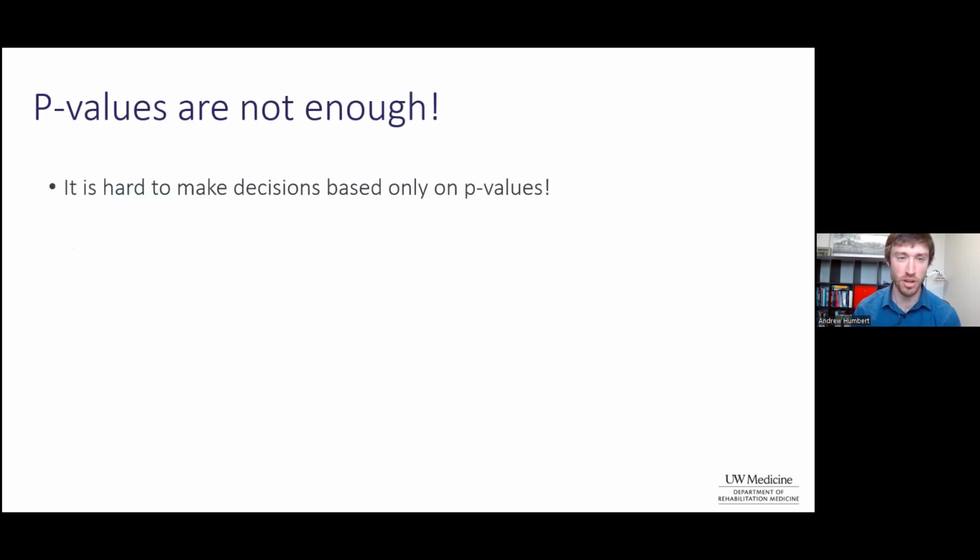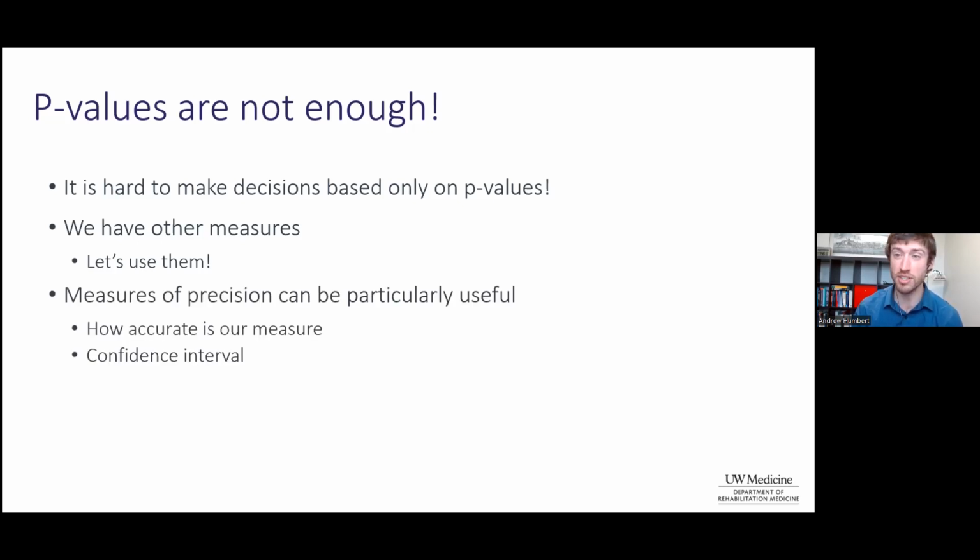So just a quick summary. P-values are generally not enough. It's really hard to make decisions based only on p-values. So at the very minimum, we should always include an effect size. So we have other measures. We should always incorporate an effect size. Measures of precision can be particularly helpful. So this could be things like even just including your effect size with your standard error or a confidence interval.